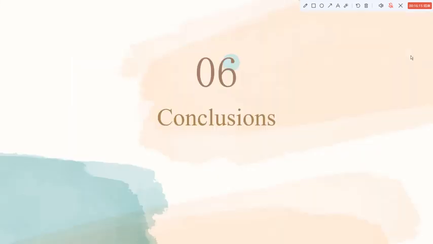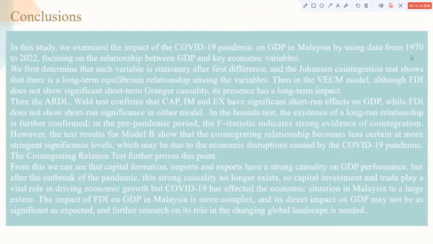Then we get the conclusion. In this study, we examined the impact of the COVID-19 pandemic on GDP in Malaysia by using data from 1970 to 2022, focusing on the relationship between GDP and the key economic variables. We first determined that each variable is stationary after first difference, and the Johansen co-integration test shows that there is a long-term equilibrium relationship among the variables.